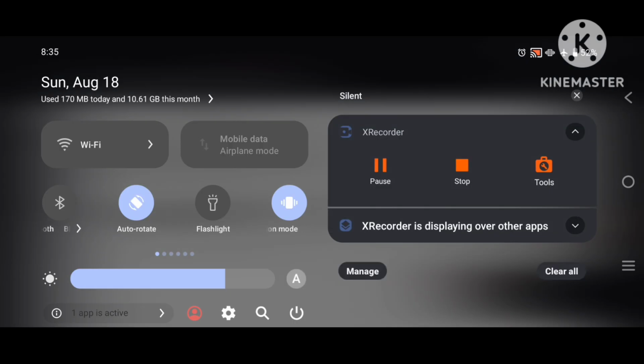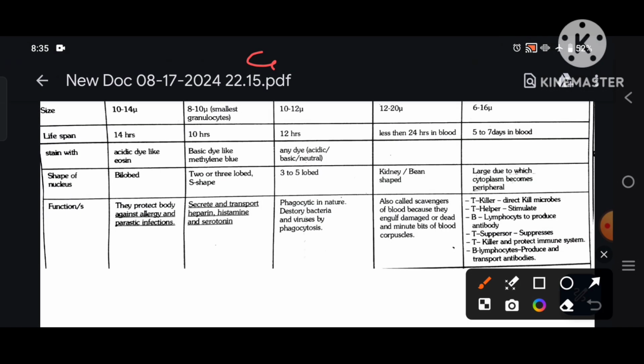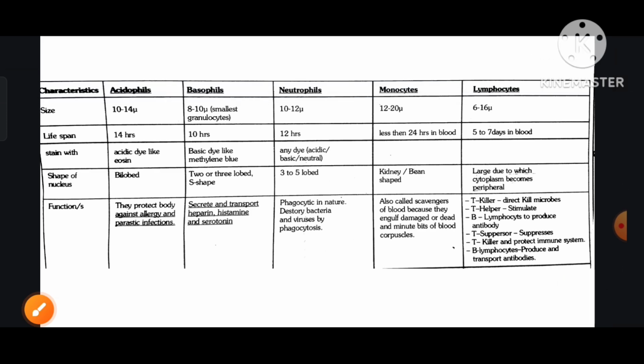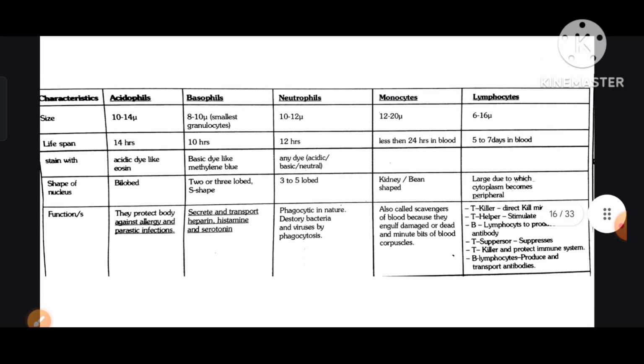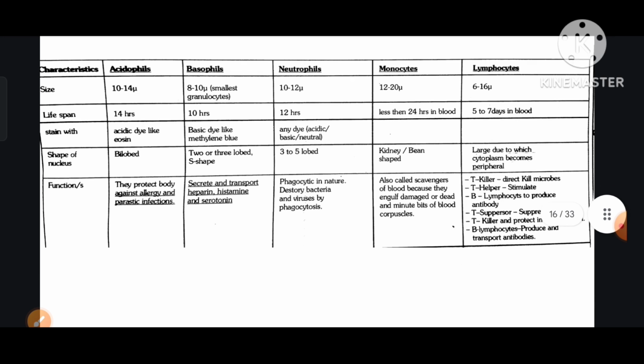WBC. Acidophils: size 10 to 14 micrometers. Basophils: size 8 to 10 micrometers, the smallest granulocytes. Neutrophils: 10 to 12 micrometers. Monocytes: 12 to 20 micrometers. Lymphocytes: 6 to 16 micrometers.